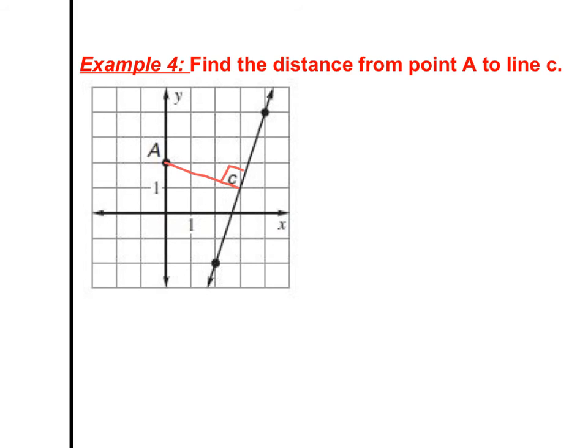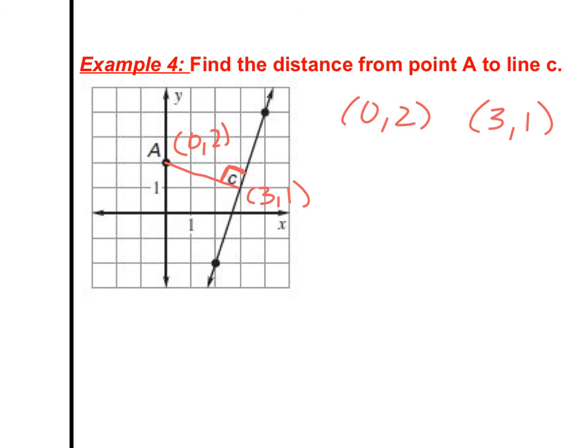So from A to actually where C is marked, you're finding the distance from point A to line C. And so you want to choose the perpendicular line. On your homework, it'll already be marked for you. Look for the right angle. That's the segment you want to find the distance of. So we are going from the point (0, 2) to the point (3, 1).